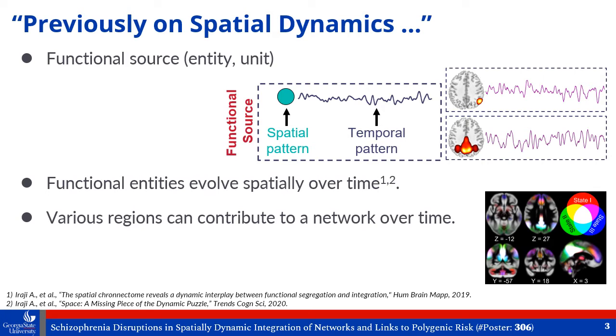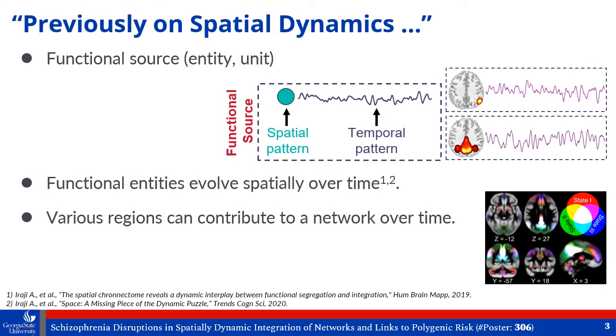A functional source can be defined in lay terms as a region with similar functionality and can be characterized by two elements: a spatial pattern that characterizes its distribution in space, and a temporal pattern that describes its activity over time. And of course, functional sources can have different sizes, from large-scale spatially distributed to especially granular ones.